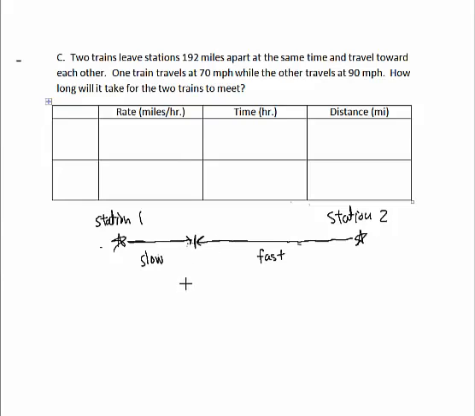Okay, well, how much distance total will they have traveled? Well, they would have traveled the 192 miles that the two stations have between them if they meet in the middle. Okay, so we calculate the two distances. One's going to be smaller than the other one, and the sum of the two should be equal to the total 192 miles.